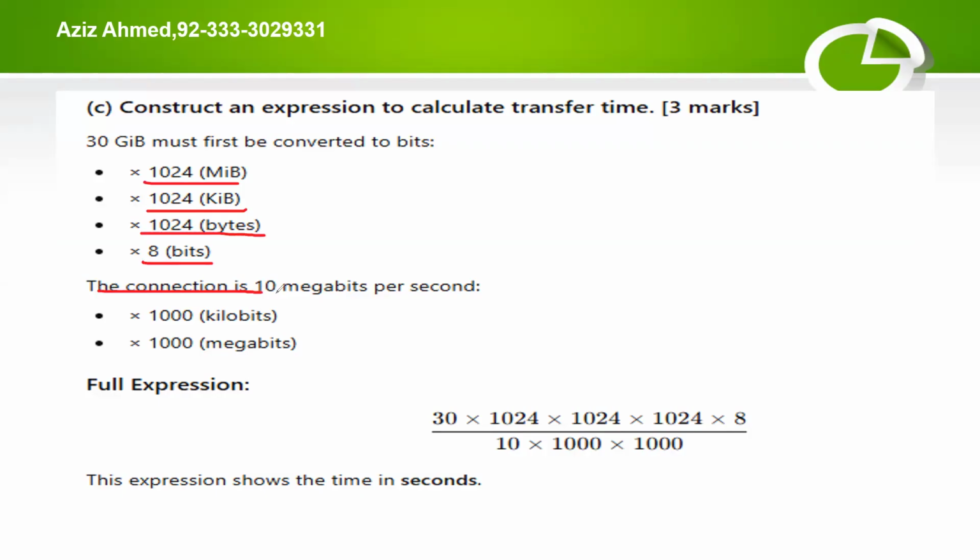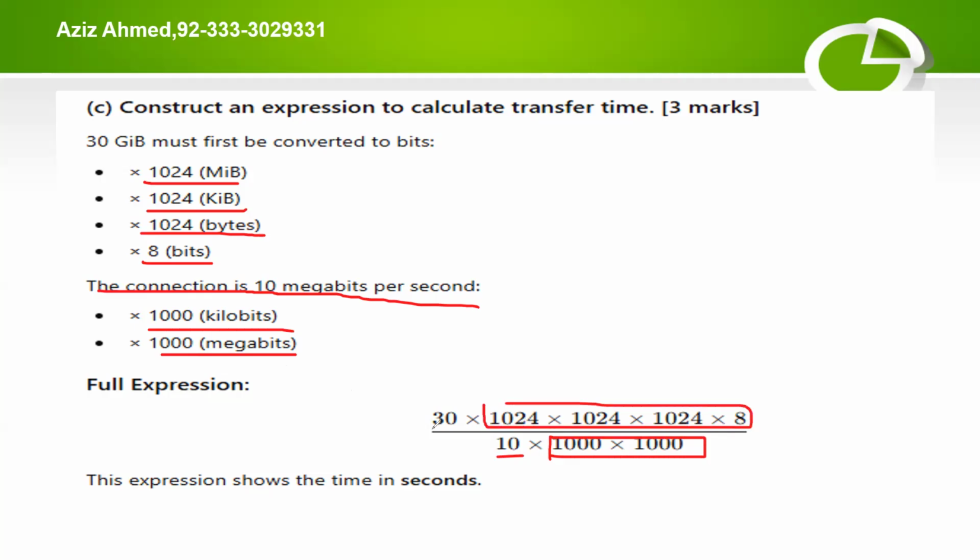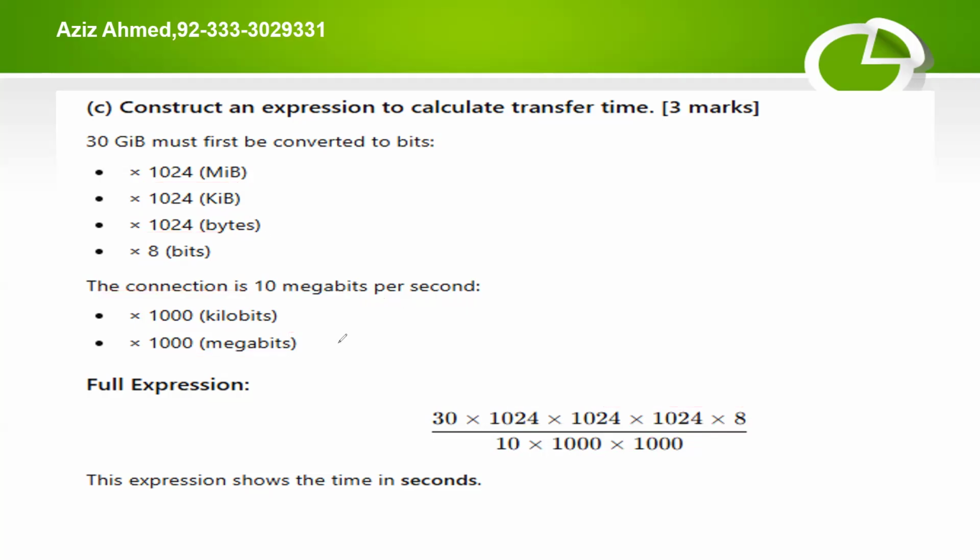The connection is 10 megabits per second. So 1000 kilobits, 1000 megabits. So where is 10? This is 10, and this is equal to 1, and these are all equal to 1. Then multiply by 30. Got that? I have to practice this one. Yes, got it.